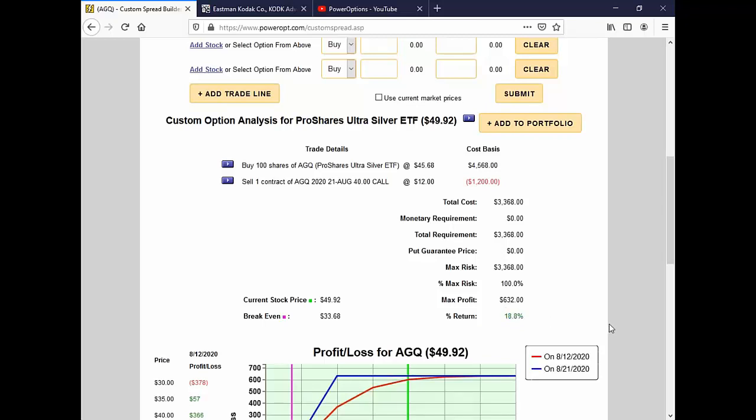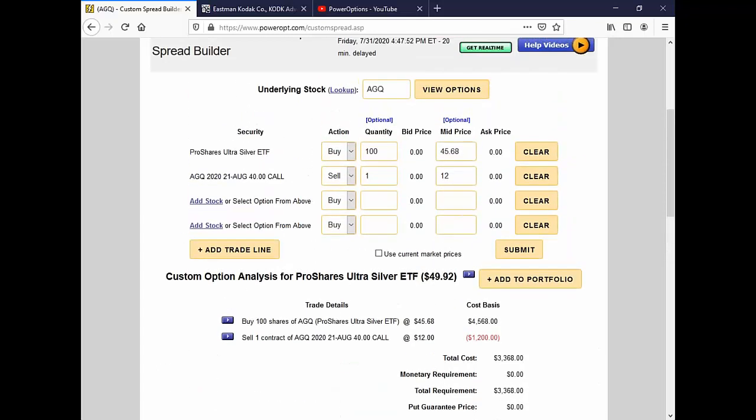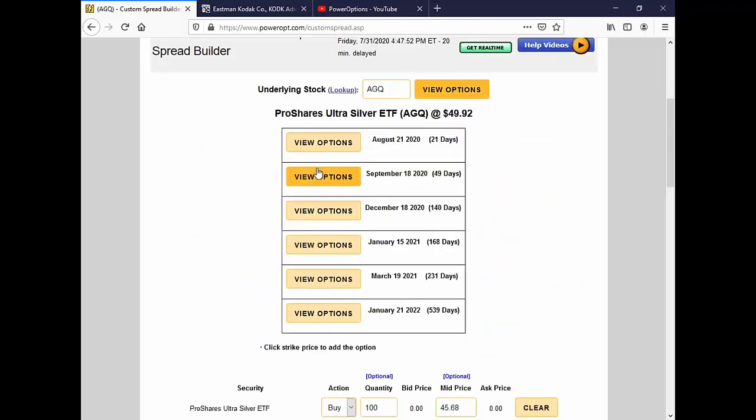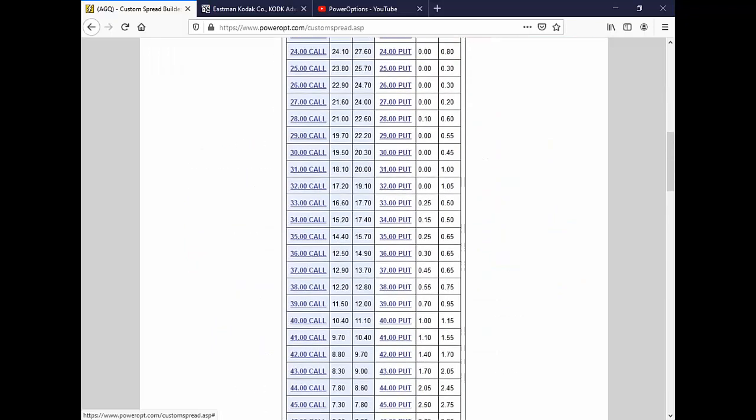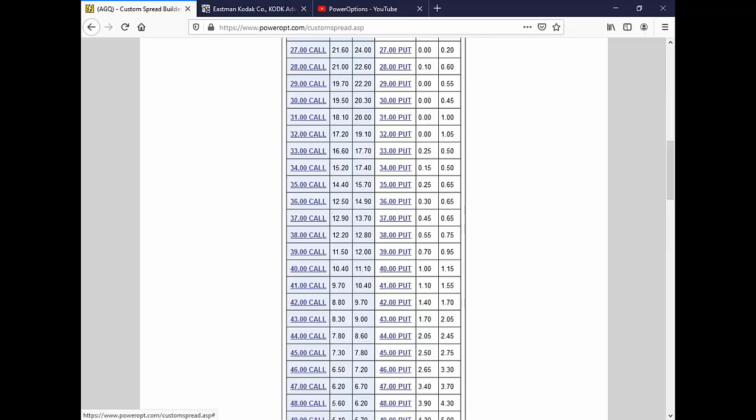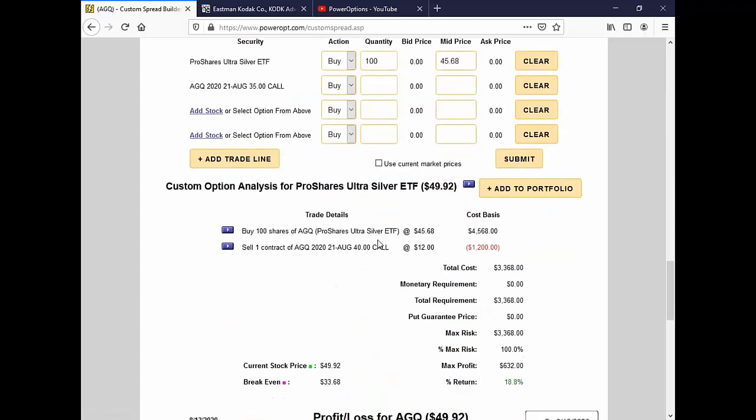Okay. So all I'm pointing out is that if you're in this position now with your 35 strike, whether it's August or September, my apologies, 35 strike, 16.77, right?